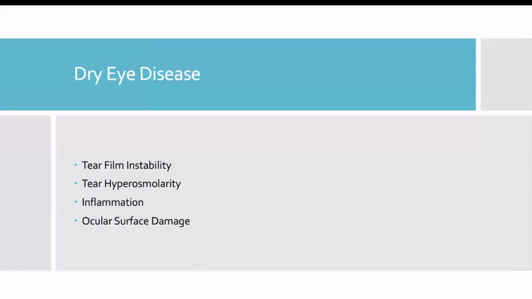So your dry eye disease can either be instability of the tear film due to whatever problem. That's usually due to a problem of your meibomian glands. You've got tear hyperosmolarity, inflammation of the ocular surface, and actual permanent damage as well. And all of these things contribute to this umbrella term of dry eye disease.